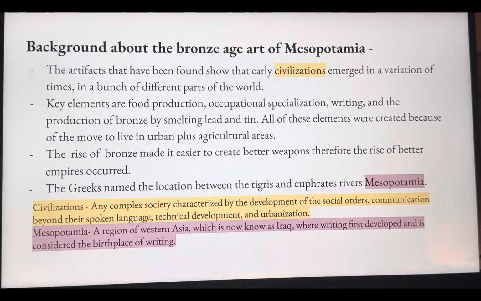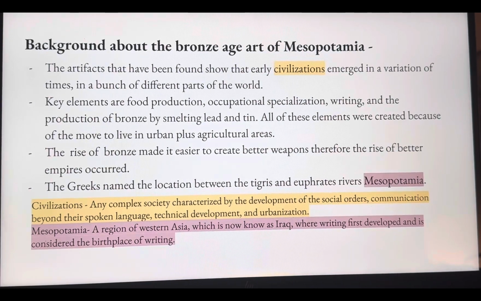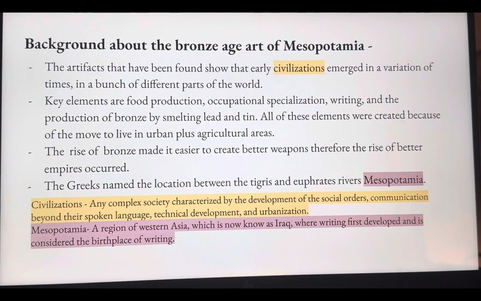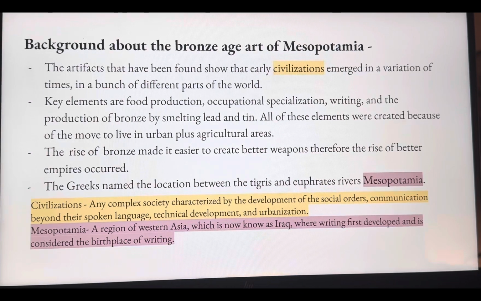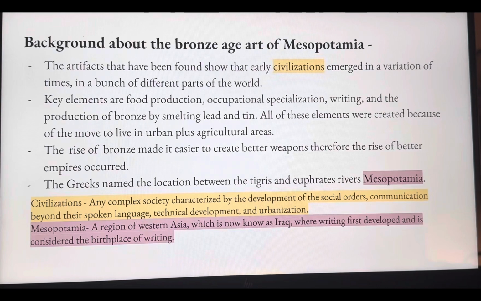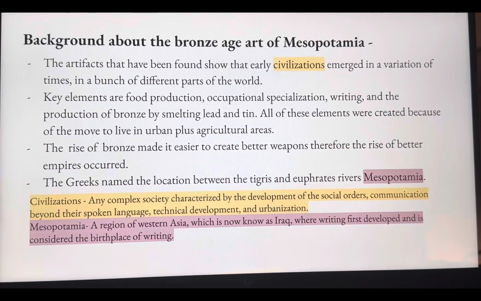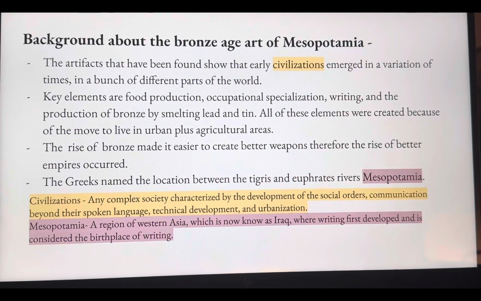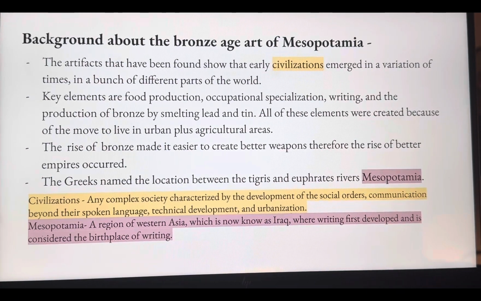The Greeks named the location between the Tigris and Euphrates River Mesopotamia. Down here I have a few definitions. I have civilizations. Civilizations are any complex society characterized by the development of social orders, communication beyond their spoken language, technological development, and urbanization. I also have Mesopotamia. It's a region of Western Asia, which is now known as Iraq, where writing first developed and is considered the birthplace of writing.